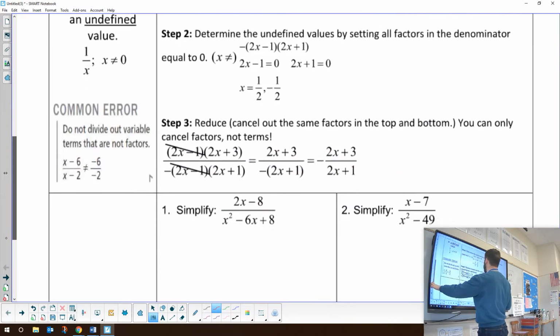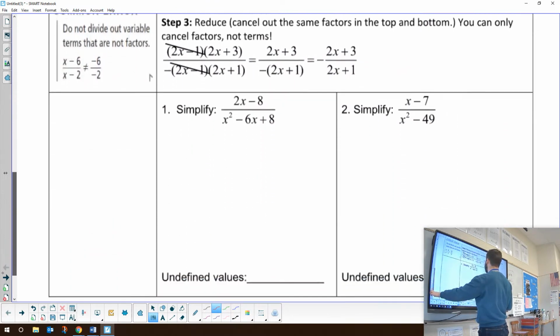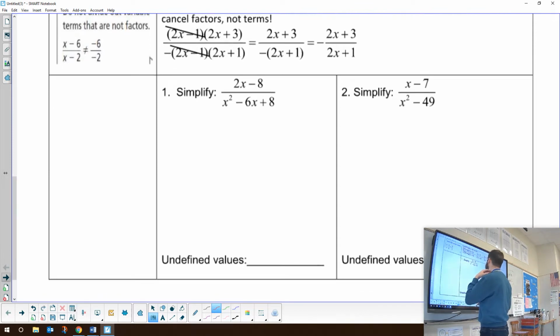So let's go all the way down here to number 1. So number 1, I have 2x minus 8 over x squared minus 6x plus 8. Now, what we're going to do is we're going to factor the top and we're going to factor the bottom, and then we're going to cancel out anything that we can, okay?